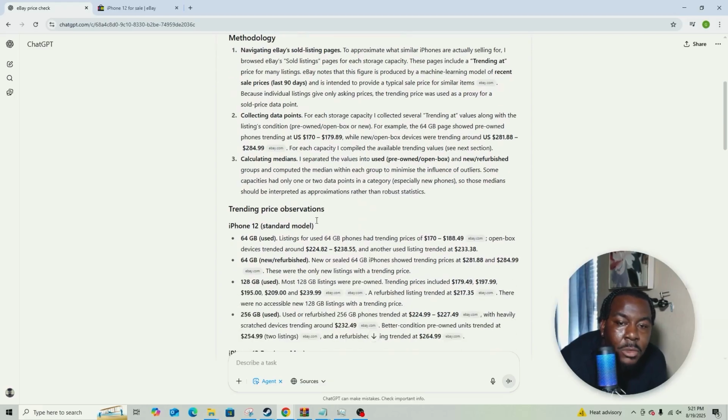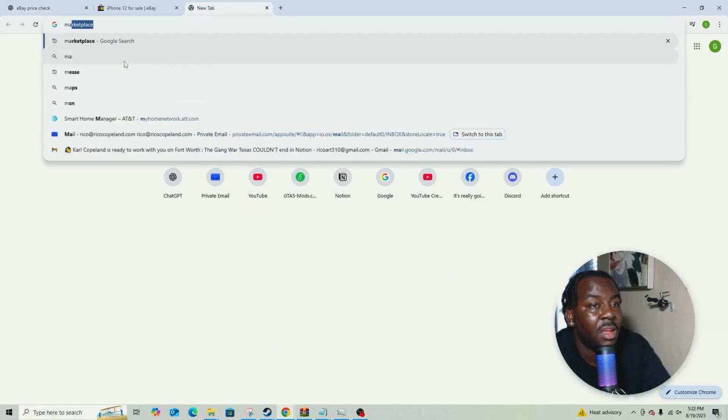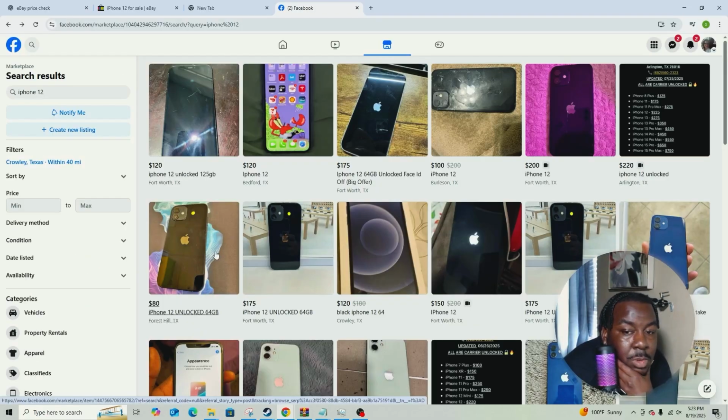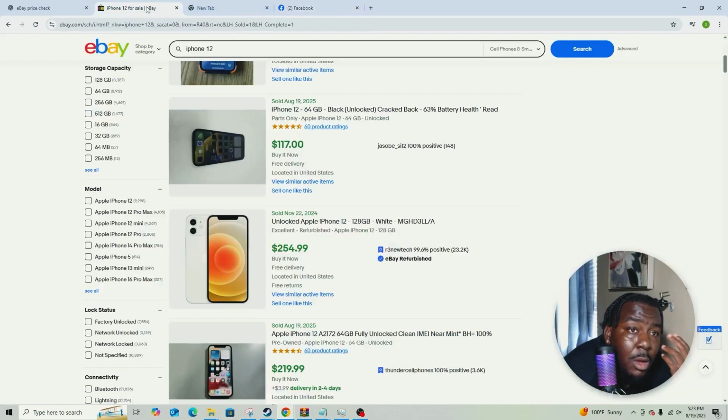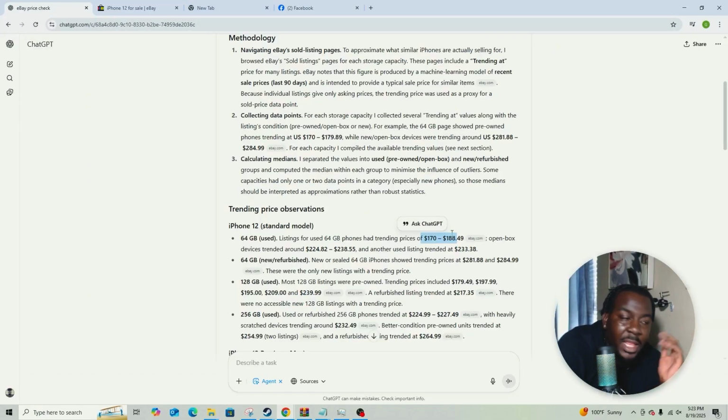So iPhone 12, 64 gigabyte size, sells for about 170 to 188. So we know, if we were going to Marketplace, this one doesn't seem to be anything wrong with it. Even this one, if we can maybe talk them down to 100, we know that goes for around that price. So that's some profit already that it's found us, right?